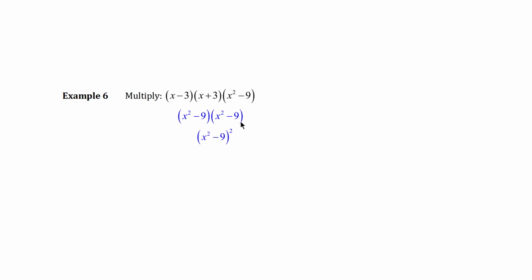You can see here we have a perfect square, so we just apply the perfect square formula. So we square the first term. x² squared is x to the fourth power. Next we square the second term, so 9 squared is 81. And then we multiply the two terms together. x² times negative 9 is negative 9x². We double it to get negative 18x². The final result is x⁴ − 18x² + 81.